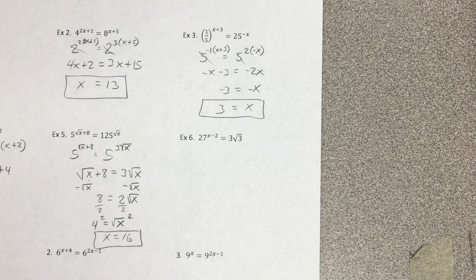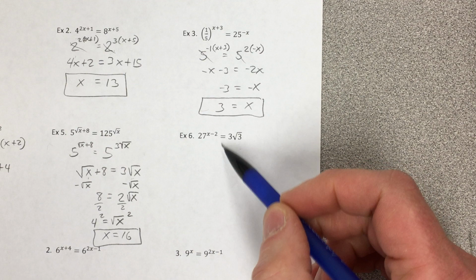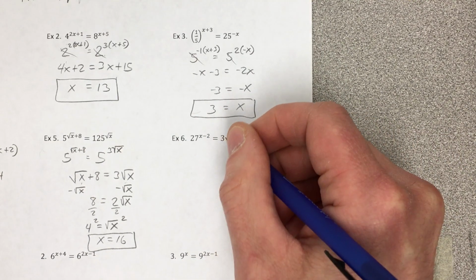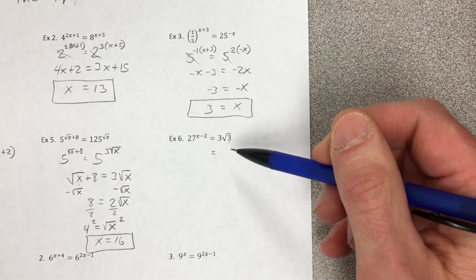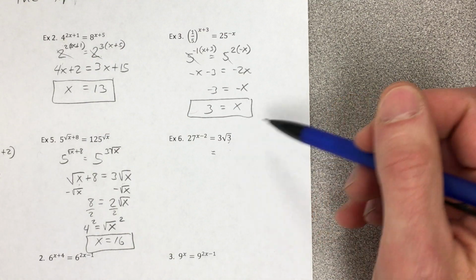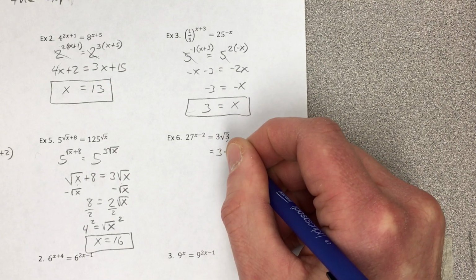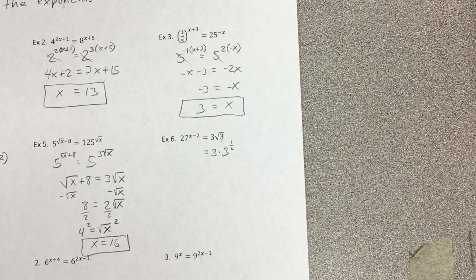Well, I know that 27 can be rewritten as 3 to some power, so I'm assuming that the base I'm going to use for both of these is just going to be base 3, but things are kind of complicated over here with that 3 square root 3. So I'm actually going to zero in on that first. Let's rewrite this, okay? I want bases and exponents. I don't want radicals. So I'm going to rewrite this as 3 times 3 to the 1/2 power. So a square root and a 1/2 power, those are equivalent operations.